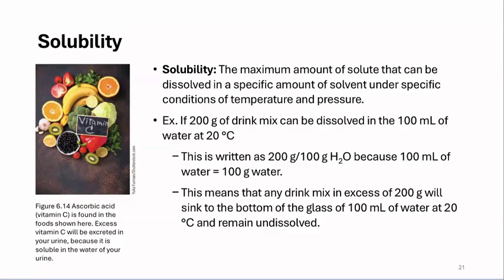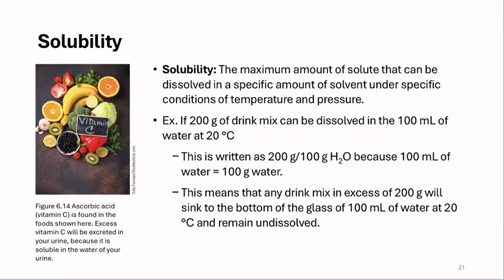We have already observed in this chapter how solutions are made when we have solutes and solvents dissolving into one another. An example of a solution would be mixing 200 grams of mixed drink and dissolving it in 100 milliliters of water at 20 degrees Celsius. In order to express this solubility, what we're going to do is express the grams of solute over the grams of water that they were dissolved in.